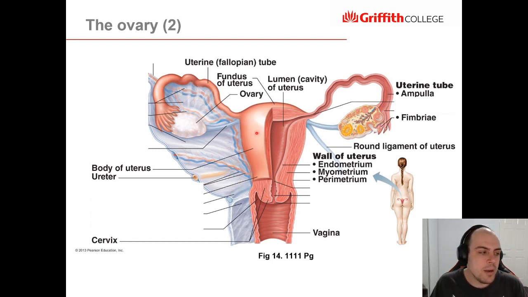There are three main walls of the uterus: the endometrium, myometrium, and perimetrium. These prefixes should be ringing a bell: endo, myo, and peri. We remember doing that when we were discussing the heart. Although I would expect you to know and at least recognize these three words, the main one I will really expect you to know about is the endometrium. That's the one we're going to be focusing on a lot more today.